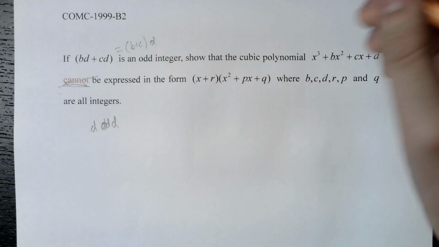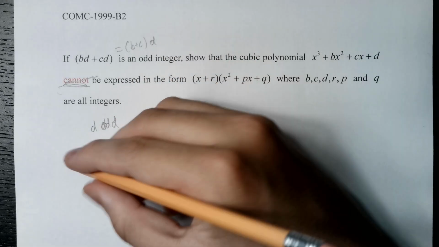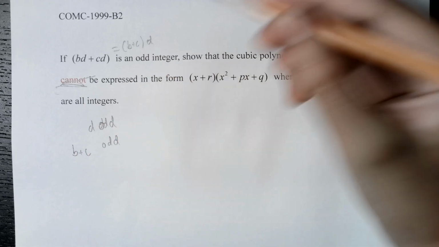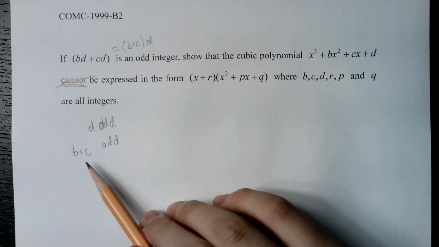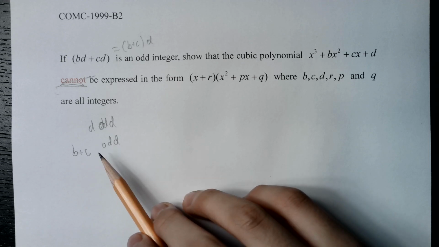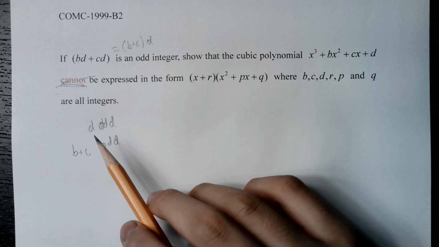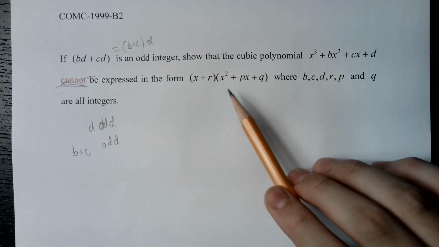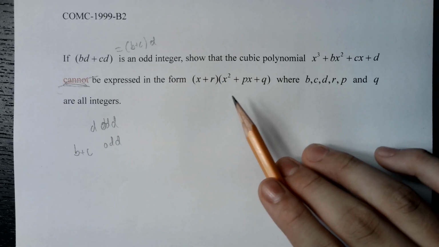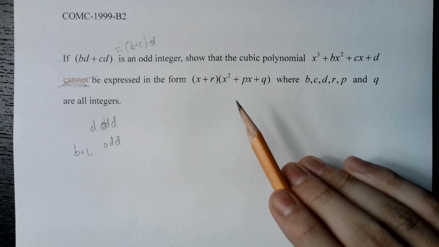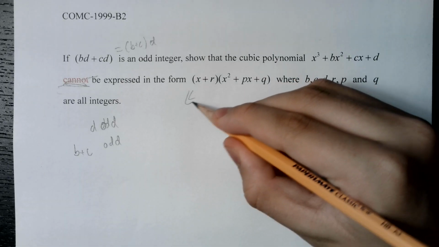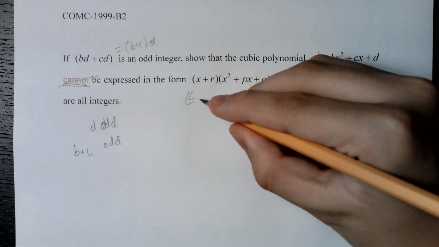Now, because b plus c is also going to be odd, we now know that either b is even and c is odd, or vice versa. So now let's prove why it cannot be expressed in this form. For now, we'll just assume that this is correct, and after that, we'll prove why it can't be correct. So here, we're going to expand this.